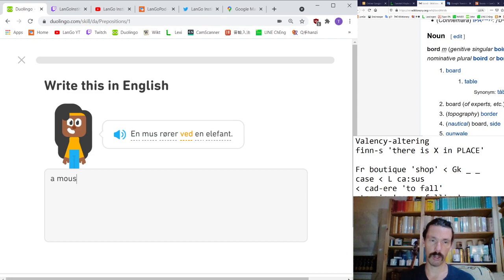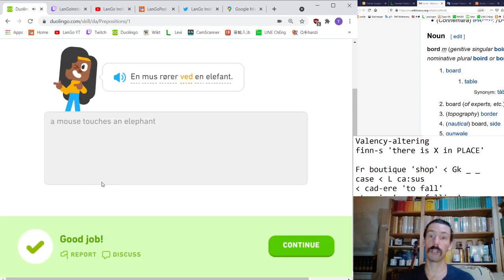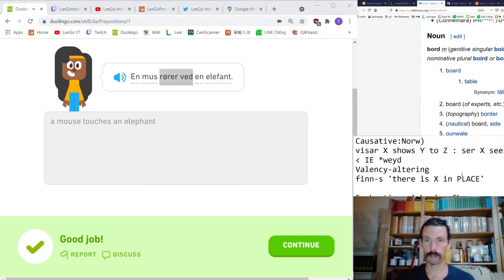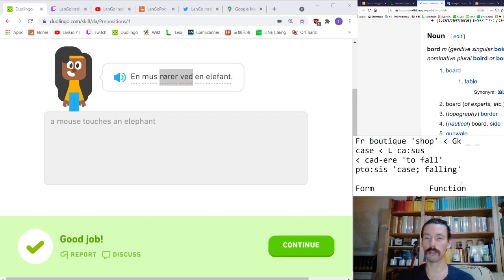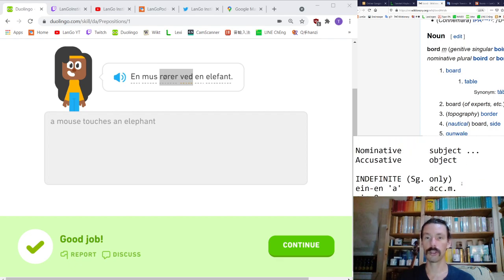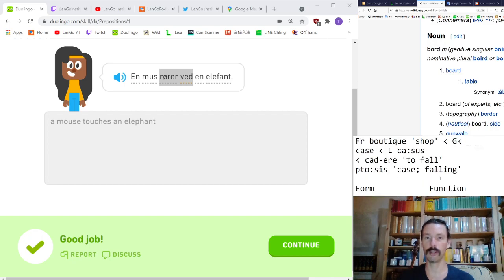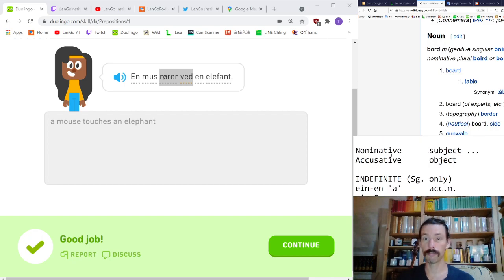I think it means a mouse, en mus, common gender. En mus rører ved en elefant. A mouse touches an elephant. Yeah, so touch in Danish is ved, intransitive. To be in contact. Ours is too, that English construction. Okay, a new Germanic language. Not new. New for us today.